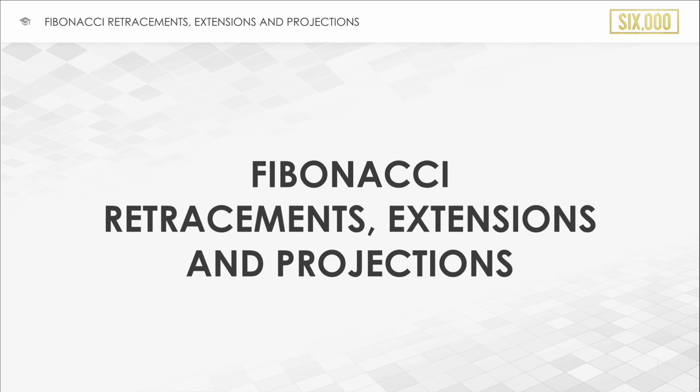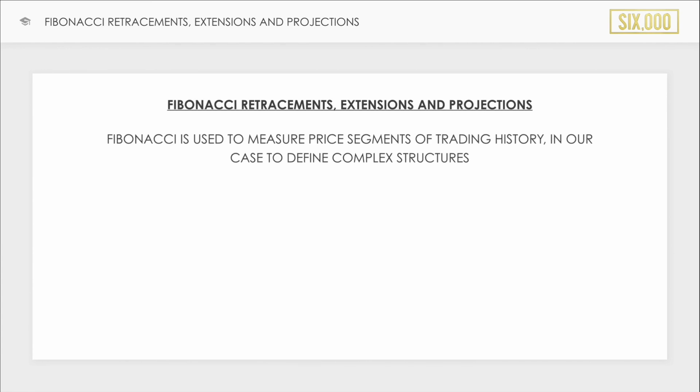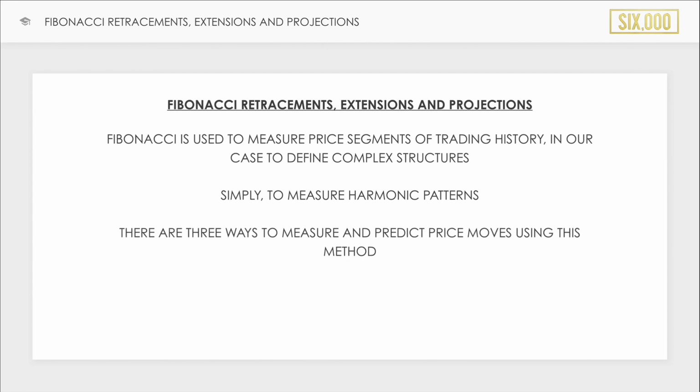So they are measured moves, and we measure them using something called Fibonacci. Fibonacci is used to measure price segments of trading history, and in our case, to define complex structures. Now, these complex structures, in our case, are harmonic patterns. There are 3 ways we can measure and predict price moves using this method: Fibonacci retracements, Fibonacci extensions, and Fibonacci projections.